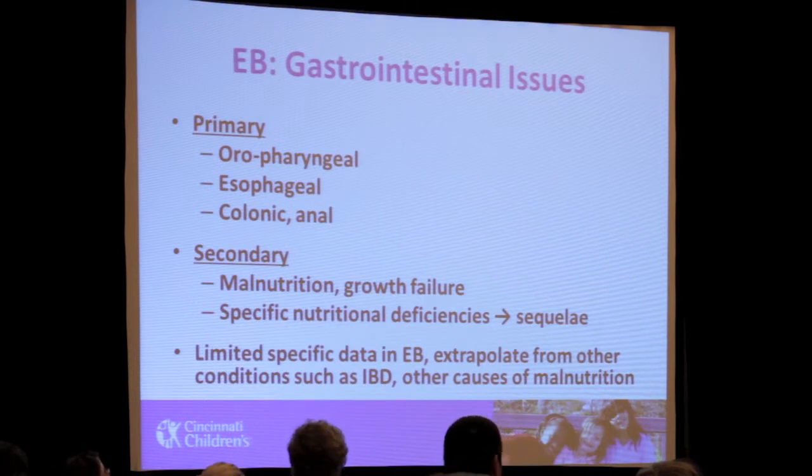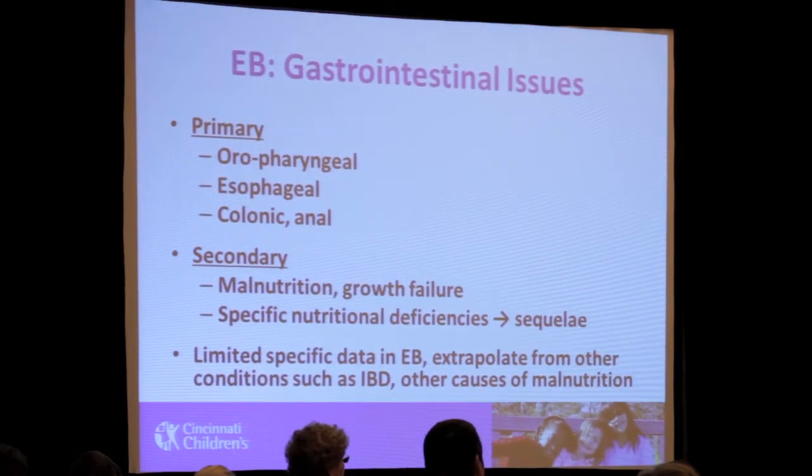There's limited specific data in EB. Part of the problem is the tools I normally use are not something that we want to do in patients with EB, scopes, probes, etc., for fear of doing more damage. So it's hard to do good studies, but we've extrapolated from other conditions such as inflammatory bowel disease and other causes of malnutrition. Now, is this a common problem?